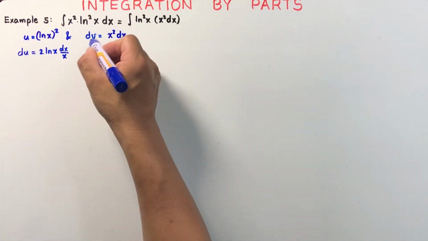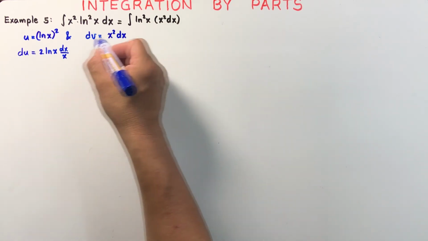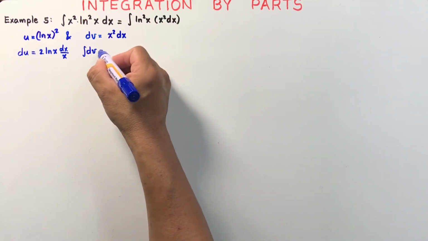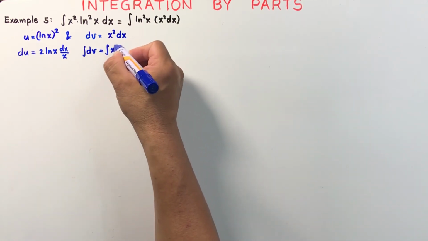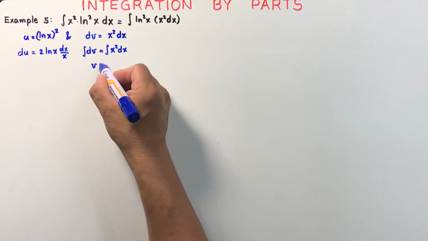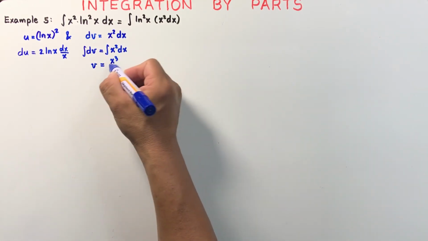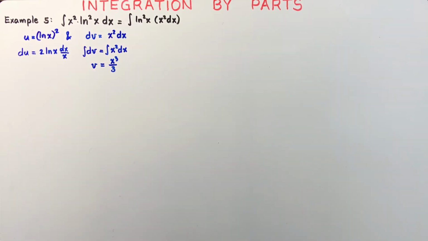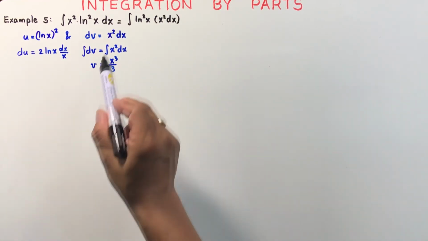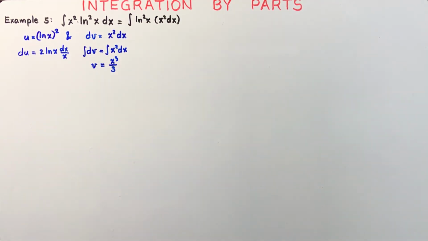And for our v, which will be obtained from this equation, we need to integrate both sides of the equation. So we have the integral of x squared dx. So our v is x cubed over 3, which can be easily obtained when our dv is x squared dx. So how do we know that we chose the correct dv? If you can readily integrate that dv.